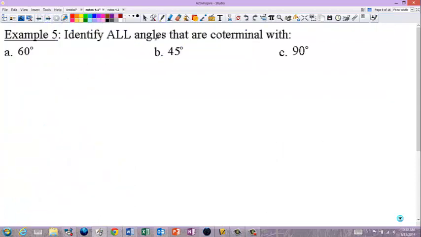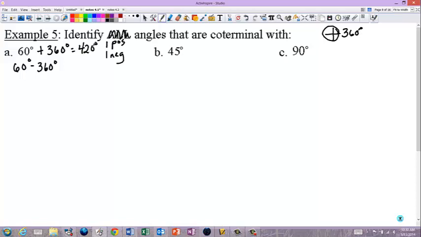And then it says identify, ignore the word all. Let's just do one positive and one negative again. Okay? If it's in degrees, all the way around my circle is 360. So I simply add 360. And then I subtract 360. 60 plus 360 is 420. 60 minus 360 is negative 300. And there's my answers. I have one positive, one negative.